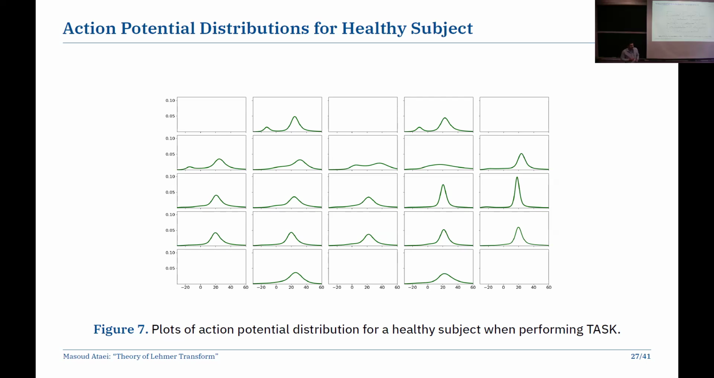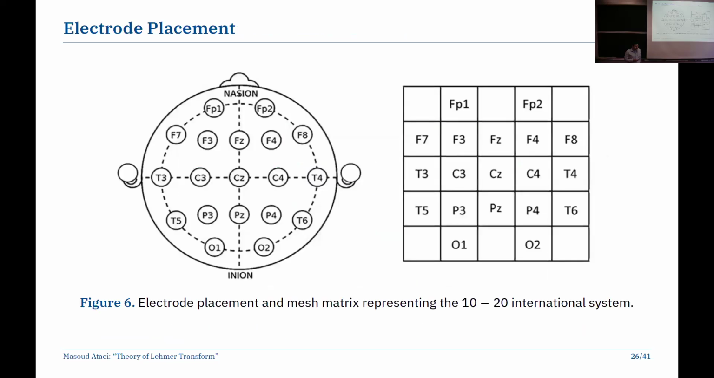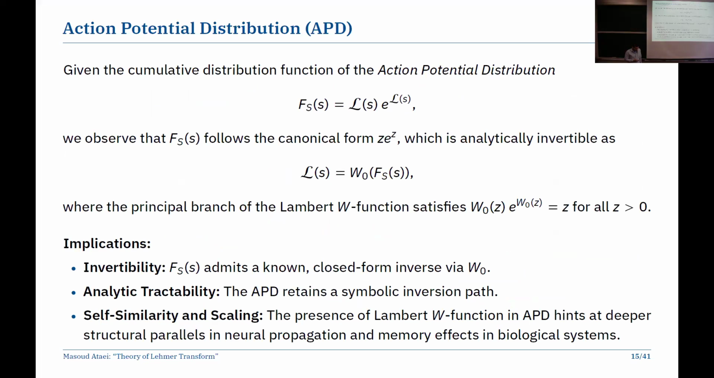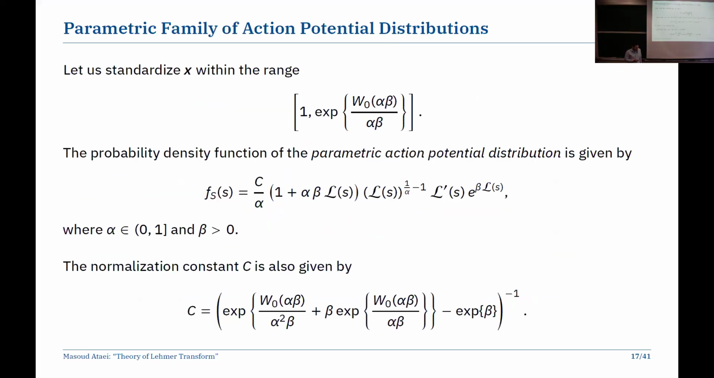Sorry, I have to ask, how did you generate these plots? Because these are not the EEG signals, so you've just jumped now. So for each EEG signal, we computed the action potential distribution, which is the f of s that we see here. So this is the density function that we generate for each of these EEG signals. And the plots are the plots corresponding to this density function.